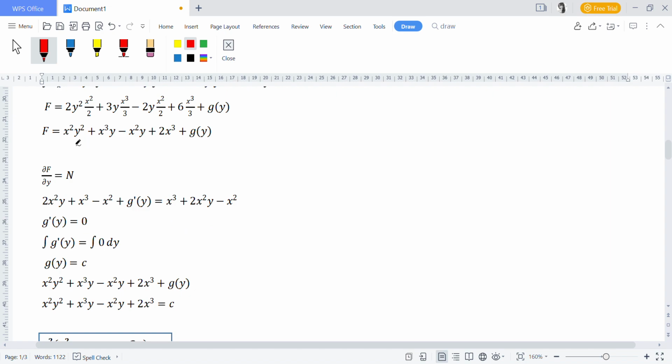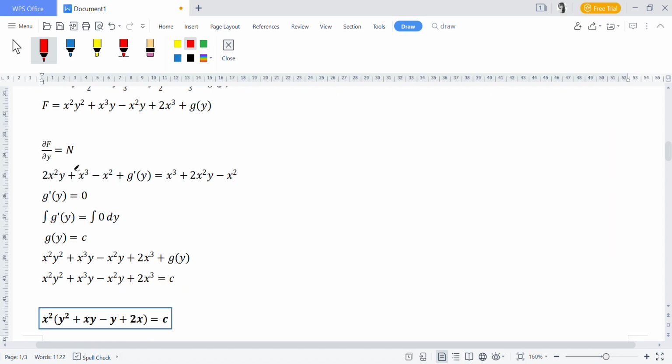Now, let's derive this function in terms of y in our next step. So, the derivative of x squared y squared is simply 2x squared y, and the derivative of x cubed y is simply x cubed. The derivative of negative x squared y is negative x squared, and the derivative of 2x cubed is 0, so we're not just going to write that down, and the derivative of g of y is g prime of y.